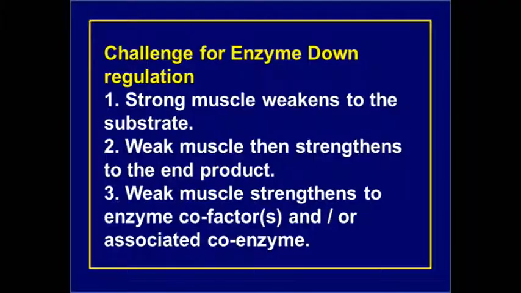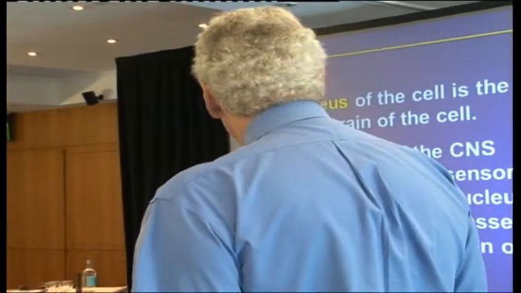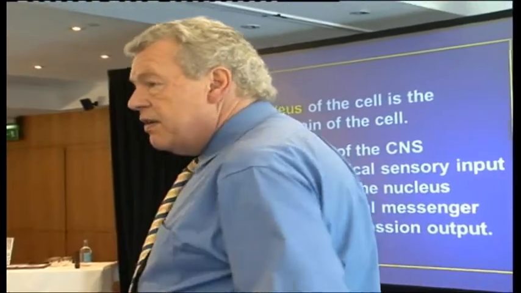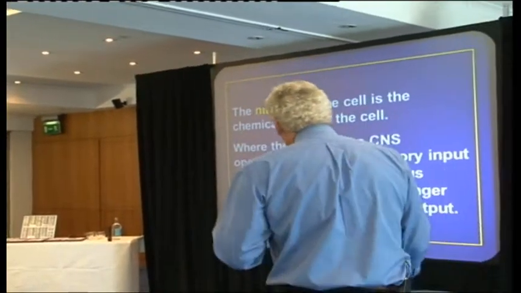So if we challenge an enzyme for down regulation, we have a strong muscle that weakens to the substrate because you've got a relative excess. The weak muscle then strengthens to the end product, and the weak muscle strengthens to the cofactors and or the coenzymes. Right? That may all make sense, all right? Okay. So let's press on through because we want to cover the nuts and bolts. You can read the notes all about the enzymes.